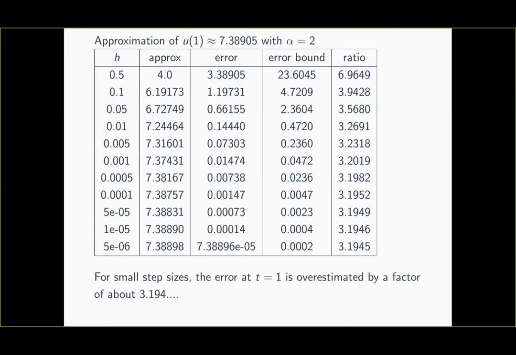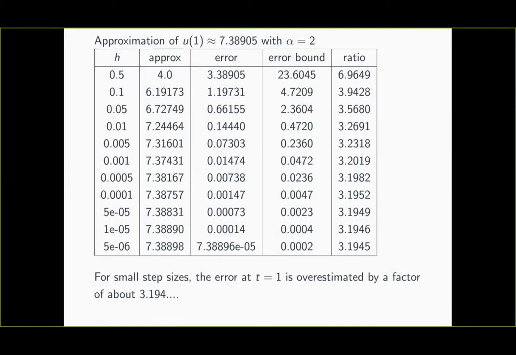The third column depicts the error in the approximation. As the values in the second column get closer and closer to 7.38, the error correspondingly decreases and gets smaller and smaller. The fourth column shows the error bound with that particular step size h. As you can tell, as h gets smaller and smaller, so does the error bound get smaller and smaller.